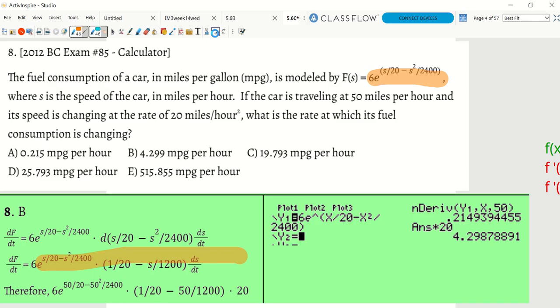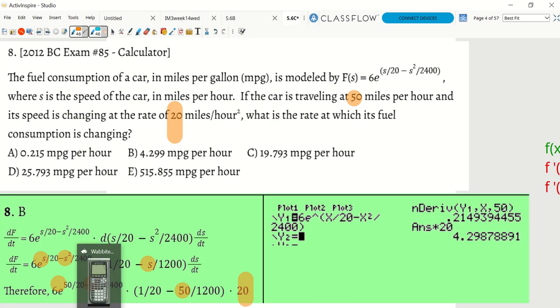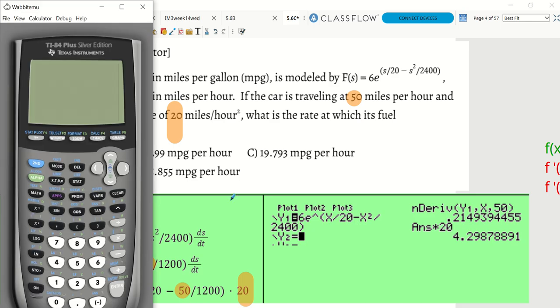Okay, now we just plug in for s. Okay, 50 for the s's, and that's what happened here. Okay, ds dt is the 20, and then you just plug this in your calculator and you're done. Okay, now, and you should get 4.299. Now, if you want to do it an alternate way, watch this. I'm going to take the derivative of this using the calculator. Okay, so I'm going to go y equals, if it wants to turn on, let's restart it.